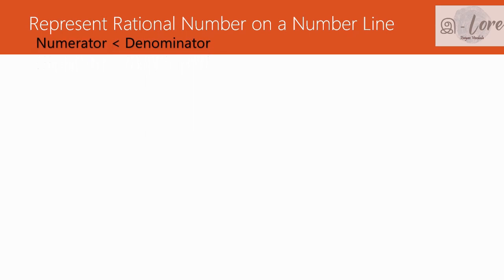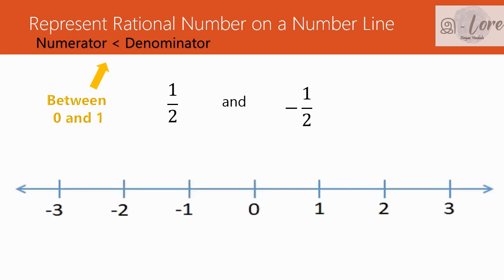Okay, we go to the first example: how to represent a rational number whose numerator is less than the denominator. One small example we can consider is 1 by 2 and -1 by 2. The numerator 1 is less than the denominator 2. So it is a positive rational number between 0 and 1. We have to draw the number line like this. So the number lies between 0 and 1.